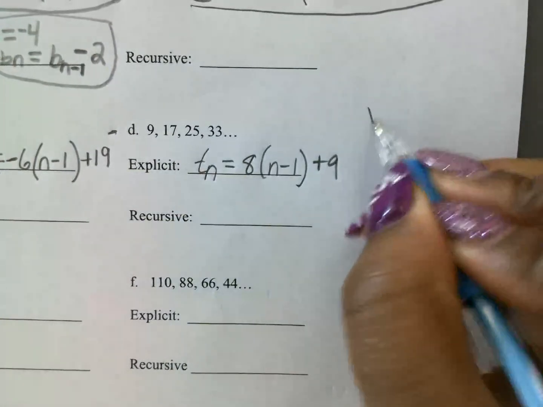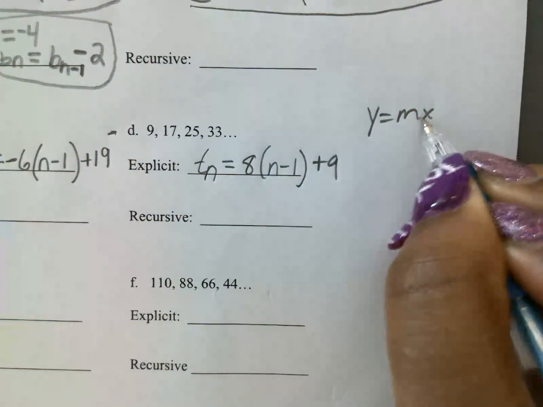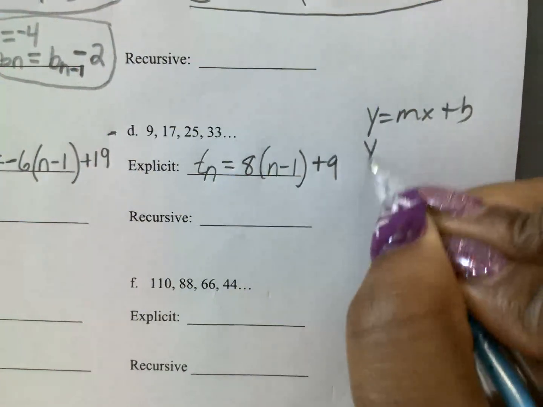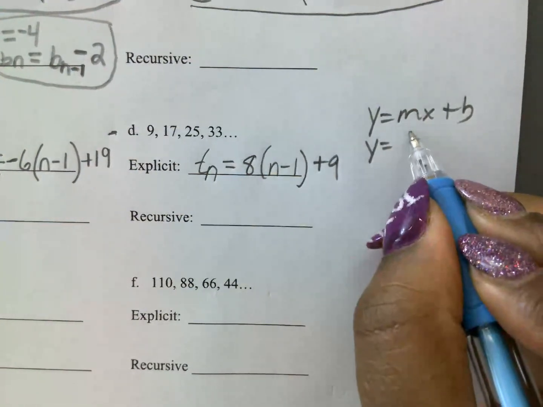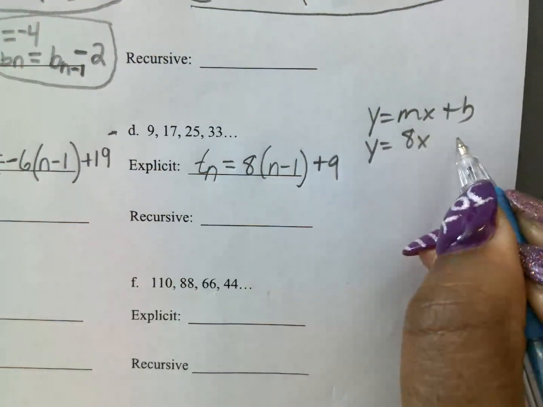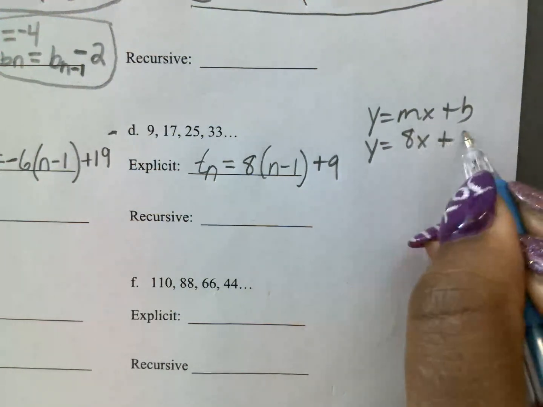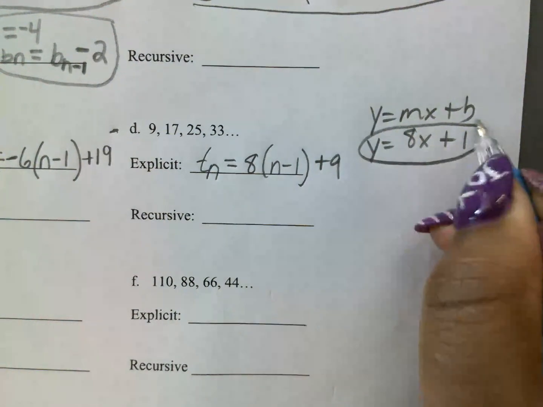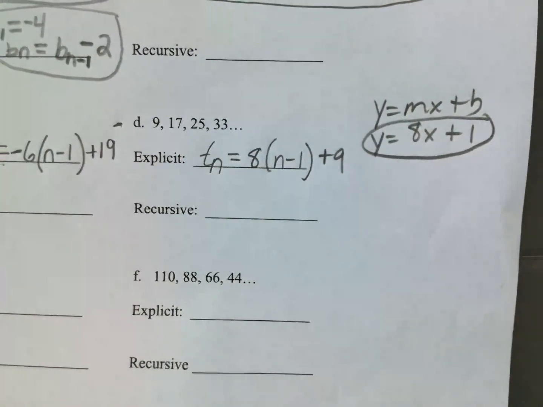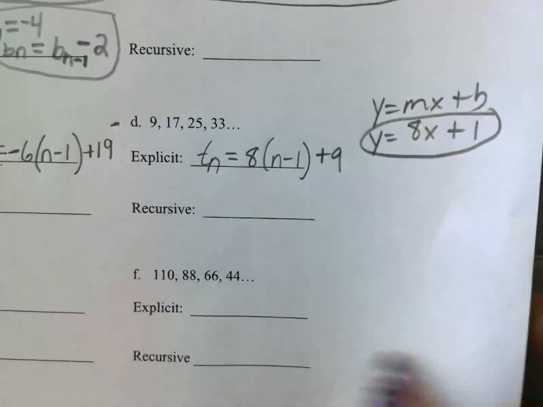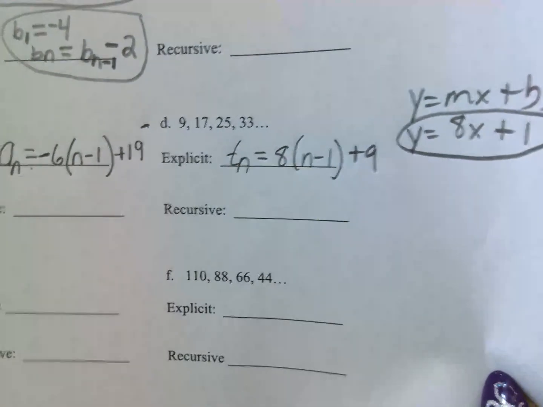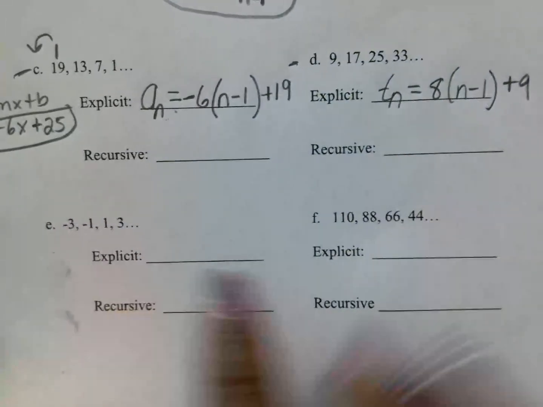Okay, let's write this in slope-intercept form. Same thing. That's y equals mx plus b. All right, so it's going to be y is equal to what? 8x plus 1. Raise your hand if you got those right. Perfect.